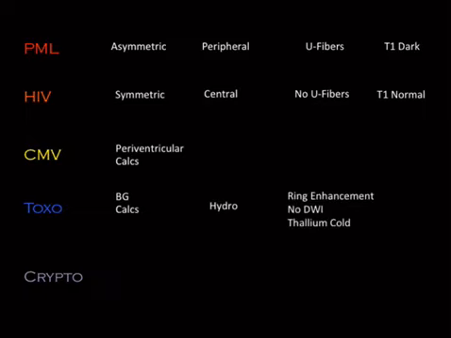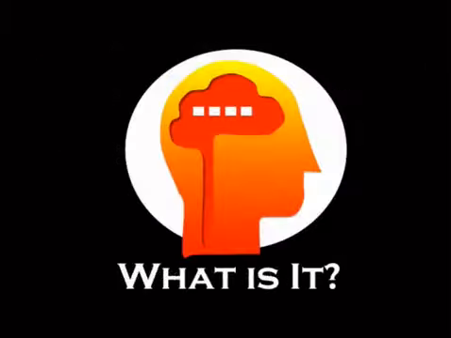Periventricular calx, it sort of goes circumferentially around the ventricle, C for C, versus basal ganglia calx and hydro. And then as an adult, you think about ring enhancement, no restricted diffusion, thallium cold, edema out of proportion to the size of the lesion. And then crypto, just remember mucoid or gelatinous perivascular spaces that doesn't necessarily enhance. All right, so next case.